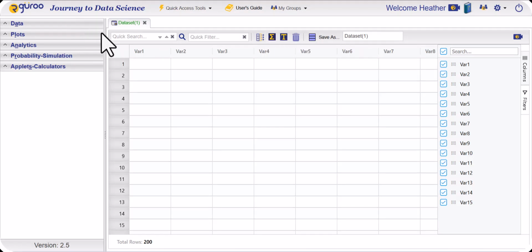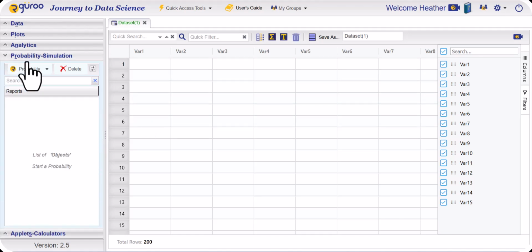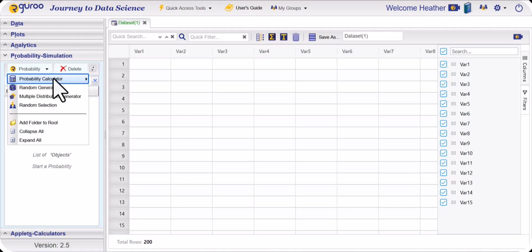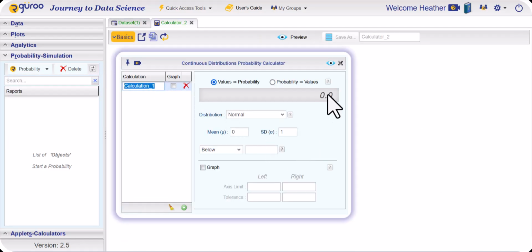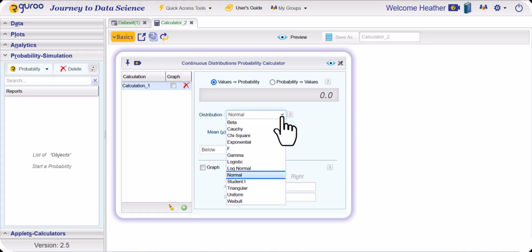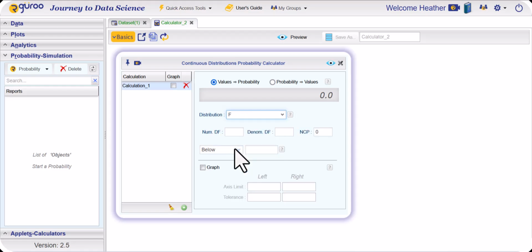So when you log into RGuroo, your screen should look something like this. We're going to come over to the left side accordion menu, and select probability simulation, and then probability calculator, and then continuous. So there's a few things to look at. The main thing is, what distribution do we want? Right now the default setting is a normal distribution. If we click the drop-down menu, we can see there's a lot of different distributions to choose from. And in this case, we want to do the F distribution.